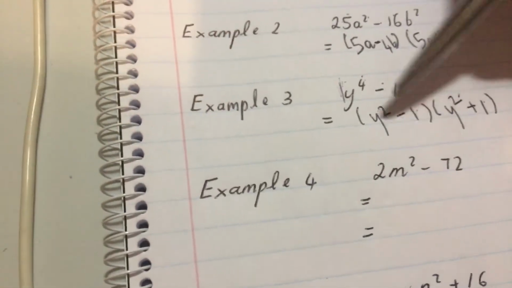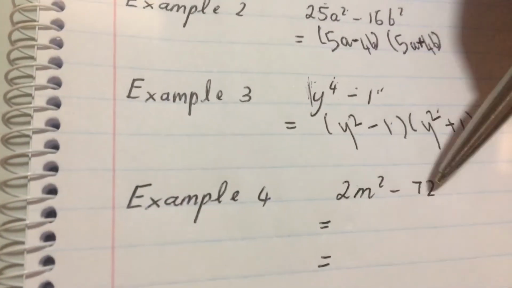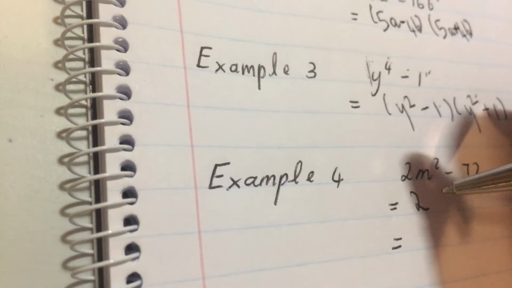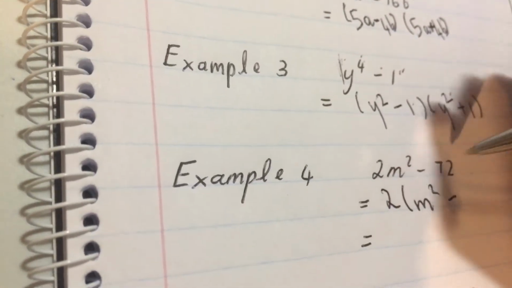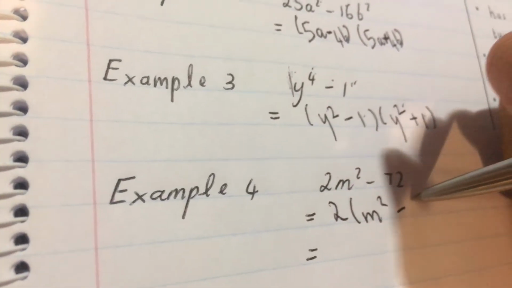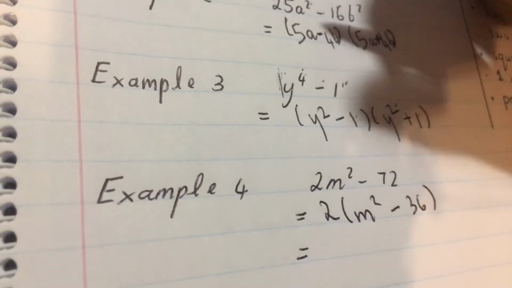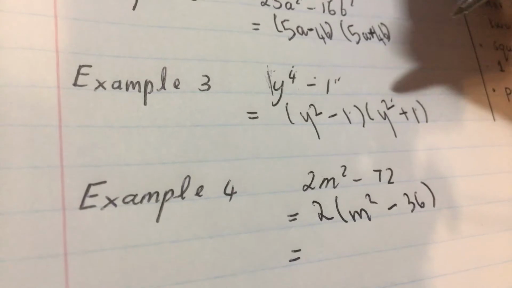Some of you will say, hey sir, this is highest common factor. You're correct. So what do I pull out? I pull out a 2. If I pull a 2 out, I'm left with m squared minus what's half of 72? It's 36. That's when I need you kids with all your good math, your good multiplications.